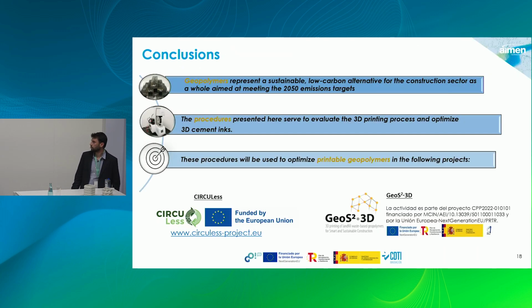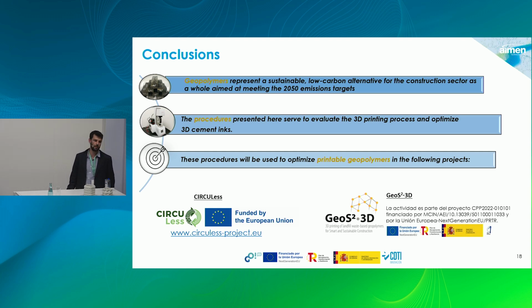Just to conclude, geopolymers represent a sustainable low carbon alternative to replace OPC and to achieve the goals of reducing carbon emissions and promoting circular economy. The procedure that I presented today can help to predict printability of future cements. And these procedures will be used to optimize printable geopolymers in the following projects.